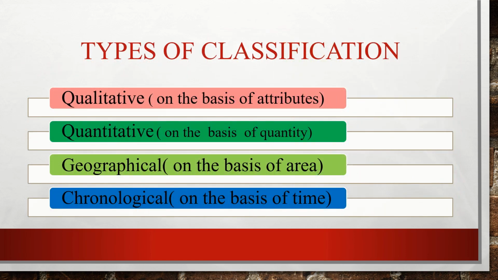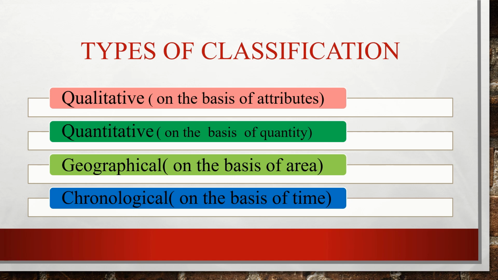There are different types of classification of data. First one, qualitative classification. These are done on the basis of qualitative attributes like age, gender, etc. Next one is quantitative. The data which can be represented in quantitative forms can be classified on the basis of quantitative. For example, we can say profit, sales, income, etc. Next one is geographical classification. It is done on the basis of area, rural area, urban area. In that way we can do.